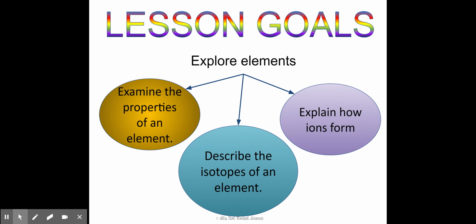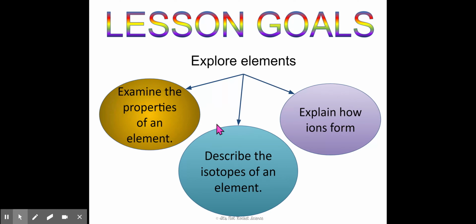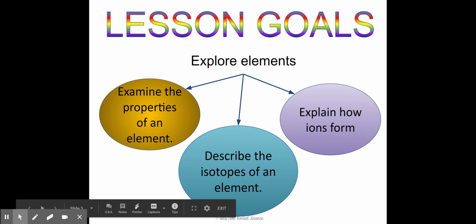So, in our lesson, we are going to explore elements. When we are exploring elements, we're going to examine the properties of an element, describe the isotopes of an element, and explain how ions form. So the first day, we will learn more about properties of an element, masses of atoms, and atomic number. And then the next day, we're going to learn about isotopes, and the next day, about ions.